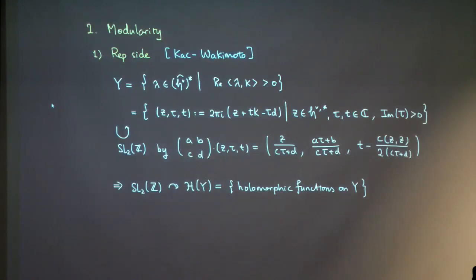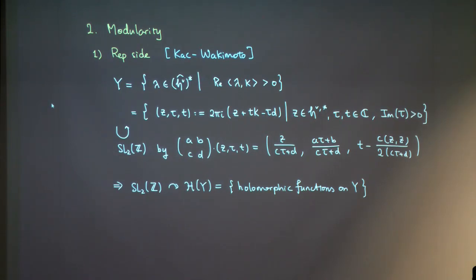Okay. So if not, I'm going to the modularity part. And so, right, to set things up on the representation side, what you do is you consider in the weight space those elements whose pair with the central element has a positive real part. And you can write it in the following way. So it's just 2 pi i. So it's a notation like z tau t, this notation stands for the element 2 pi i times z plus t times the central element minus tau times d. And z is in a finite dual Cartan. And tau and t are complex numbers, but you require the imaginary part of tau to be positive.